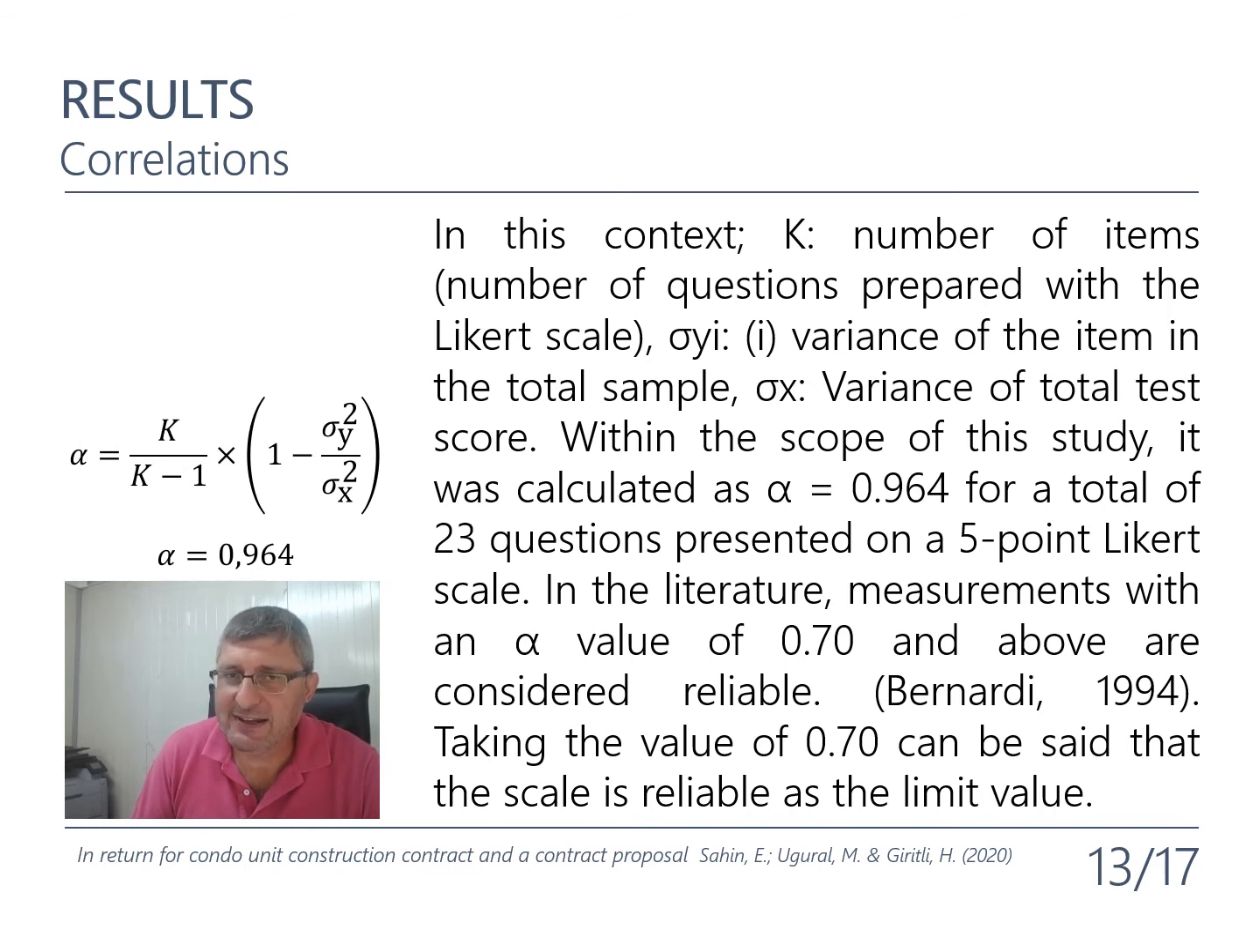In the literature, according to Bernardi, measurements with an alpha value of 0.70 and above are considered reliable. Taking the value of 0.70 as the limit value, it can be said that the scale is reliable.